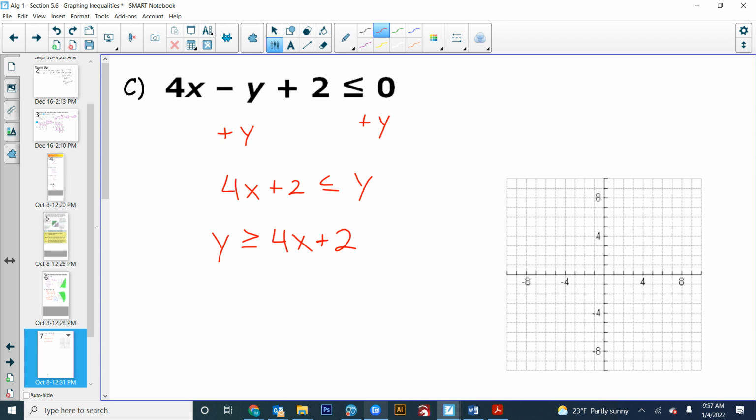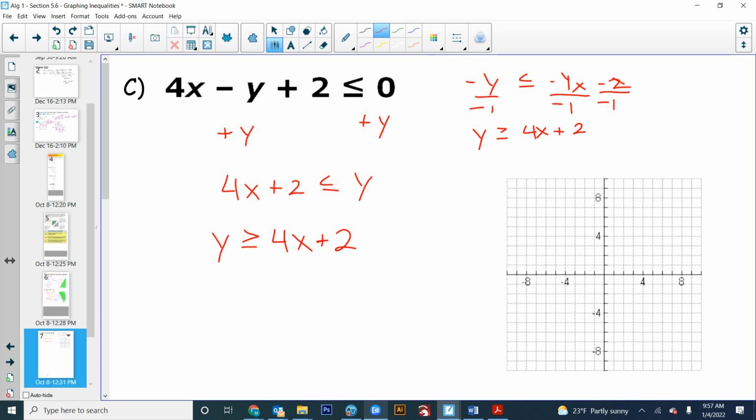Now, if you would have done it the other way, just be careful. Do you agree you would have had to subtract 4x, subtract 2, and you'd have -y is less than or equal to -4x minus 2. You'd still have to divide by a -1, and then you would have to switch the sign. Do you agree? Do you see how that's more work? Now, it's not wrong, it's just more work. So I probably would have just added y to both sides and rewrote it. Just reverse, write y first. It's easier to write y first.